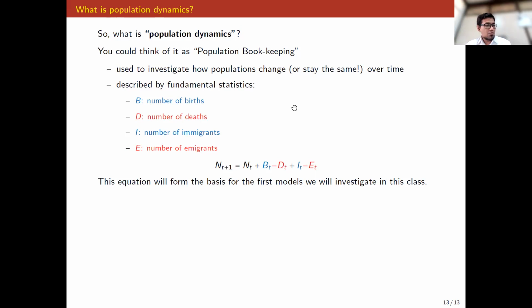For example, if you want to investigate the number of wolves, or the number of cats in your area, or maybe the number of mice, I don't know. So the next one we can calculate. Of course, today's number plus the births, minus the deaths, plus the immigrants and minus the emigrants. Immigrants are the population that comes to our area. Emigrants are the species that go out from our area. Can you understand this?